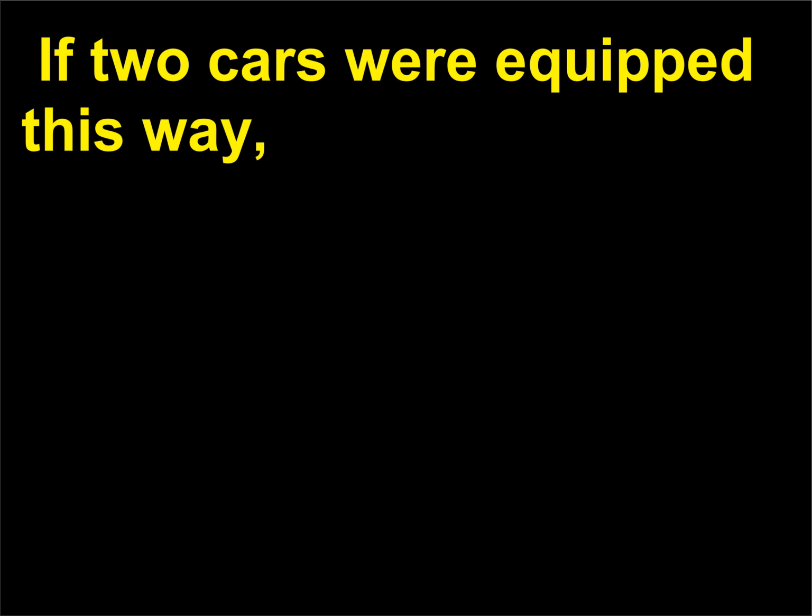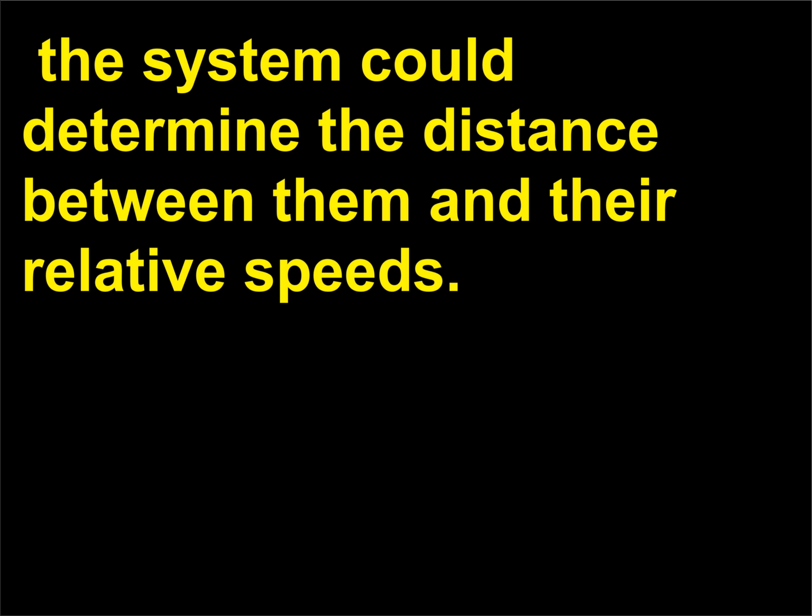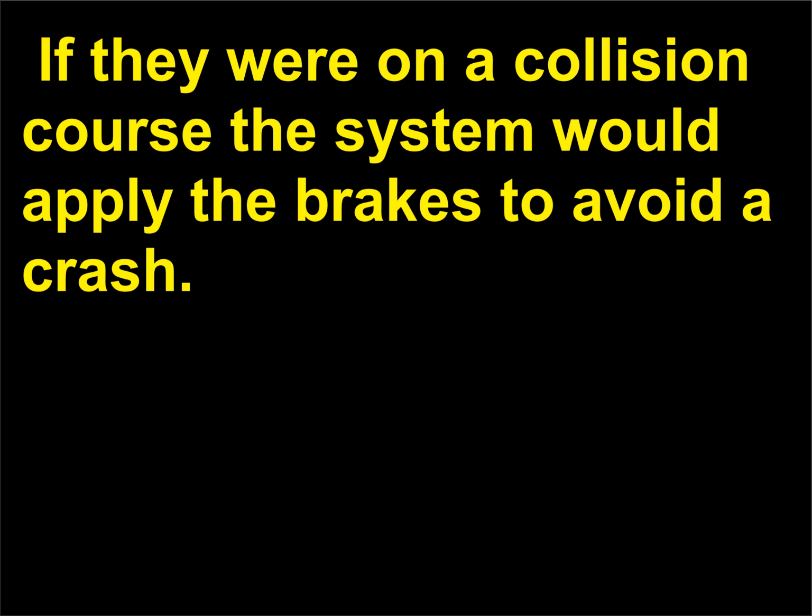If two cars were equipped this way, the system could determine the distance between them and their relative speeds. If they were on a collision course, the system would apply the brakes to avoid a crash.